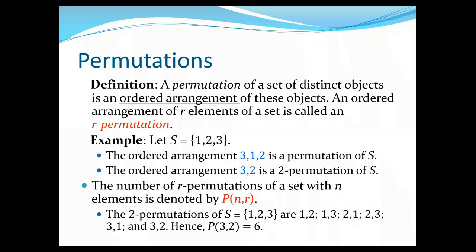Let's list all the 2-permutations in our set S. We have 1, 2; 1, 3; 2, 1; 2, 3; 3, 1; 3, 2. As you can see, 1, 2 and 2, 1 have the same elements but differ in arrangement, but they are counted separately. This is one pattern and another pattern. Going back, we have 6 patterns for the 2-permutation of 3 elements.